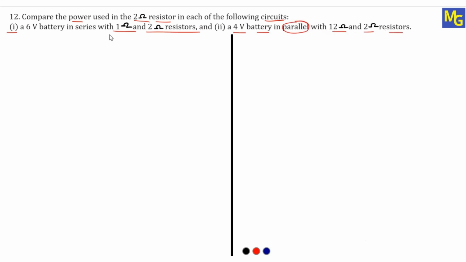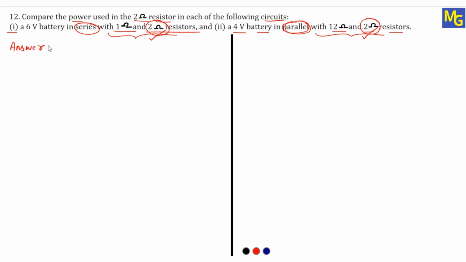resistor. So here we have two circuits. In the first circuit also we have a 2 ohm resistor, and in the second circuit also we have a 2 ohm resistor, but the first one is connected in series, the second one is connected in parallel. We have to find out or compare the power in the 2 ohm resistor in the first circuit and the power in the 2 ohm resistor in the second circuit. So let's start solving. So I'll write the answer.